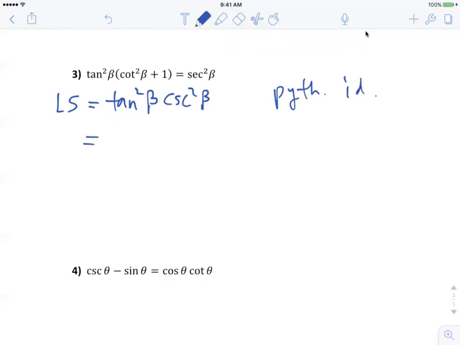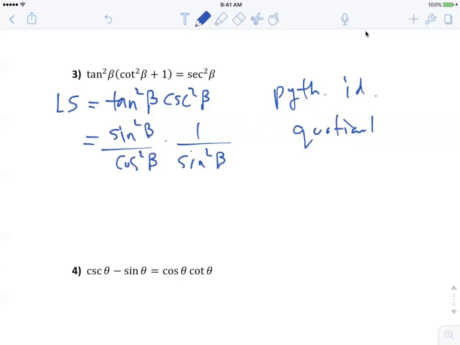Tangent is sine over cosine. So that's sine squared over cosine squared. And cosecant is 1 over sine squared. So I did a quotient identity and a reciprocal identity. Very sloppy when I'm going fast. I'll clean it up in the completed notes. It'll look better. And then now I can remove a common factor. That's 1 over.